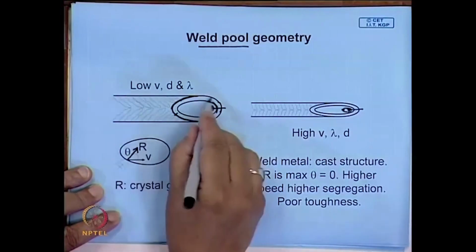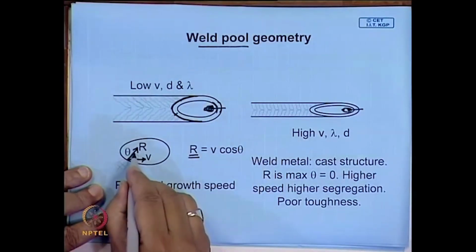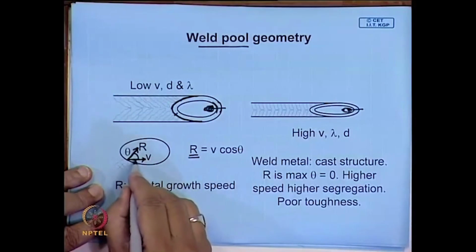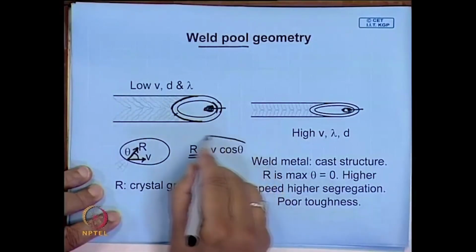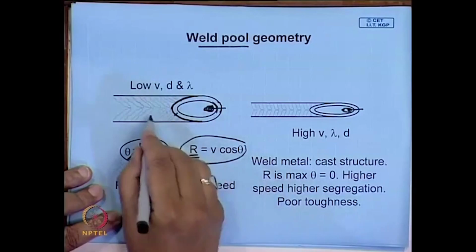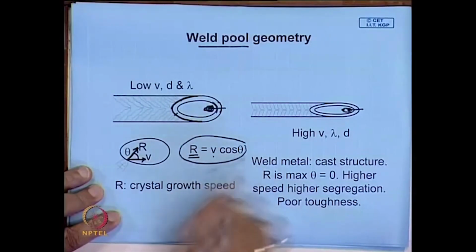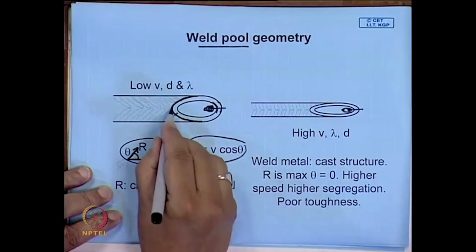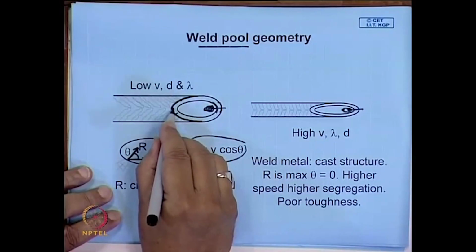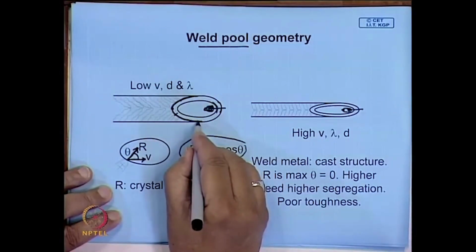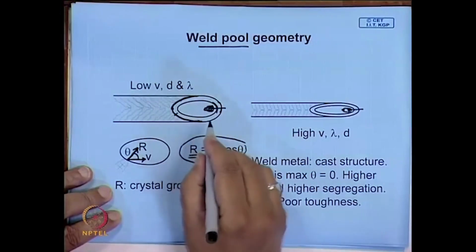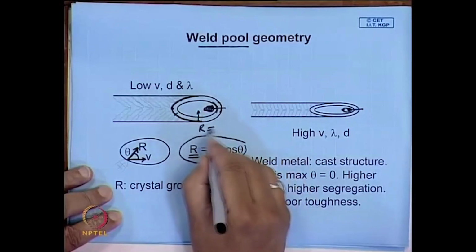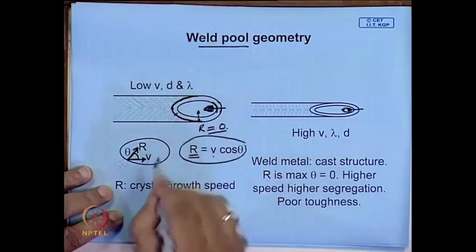And if this heat source is moving at a velocity v, and theta is the angle between the perpendicular to this interface and the velocity, the growth velocity of the crystal, the solidifying front, will be equal to v cos theta. So it is maximum where theta is 0. This is the point where the growth rate will be maximum, and this is the point where the growth rate will be minimum, because here theta is 90. So, here r is 0, at this point.